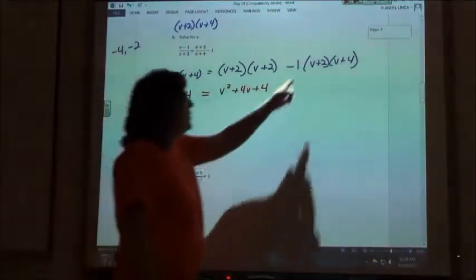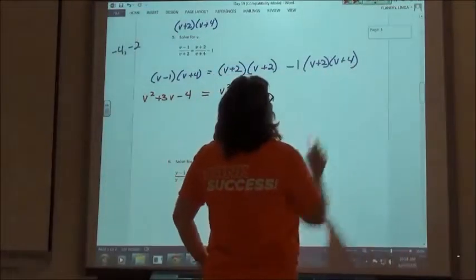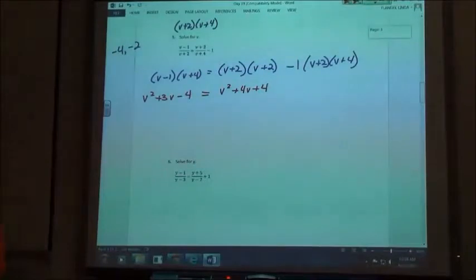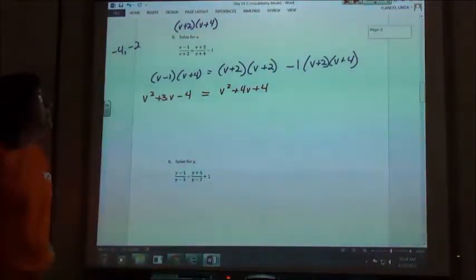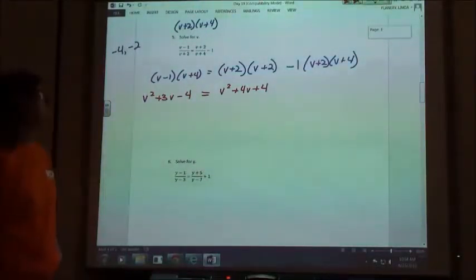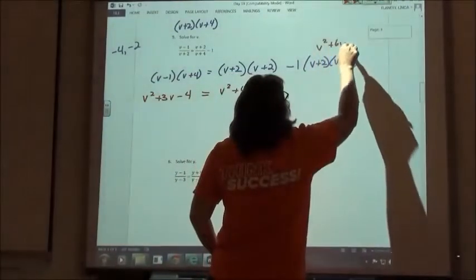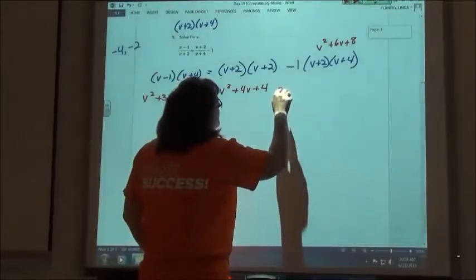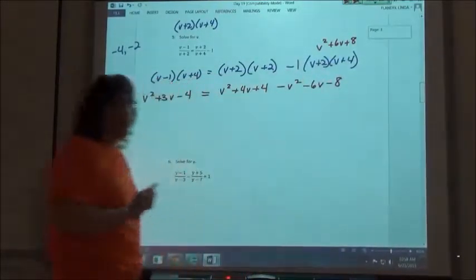Then this one, FOIL that out first, then multiply by your negative 1. So if I FOIL that out first, I would get what? V squared plus 6v plus 8. And then I have to multiply them each by negative 1. So I'm going to get a negative v squared, a minus 6v, and a minus 8, right?